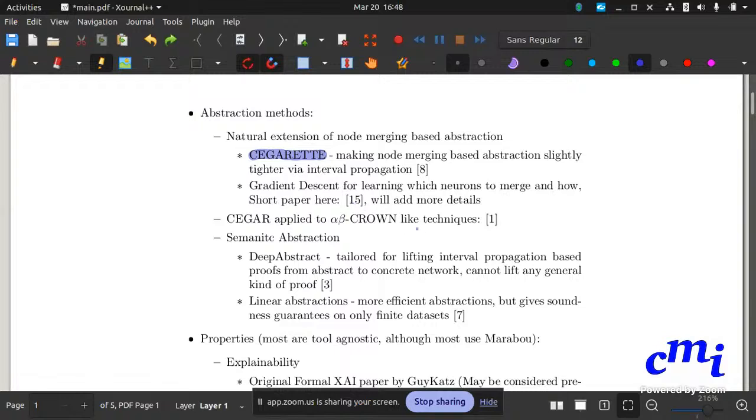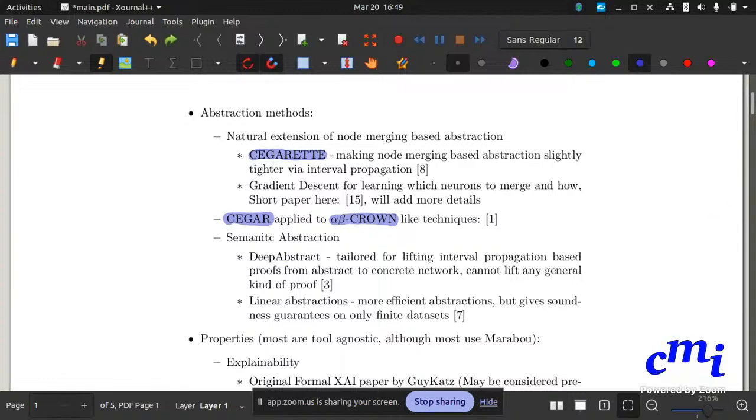Then there is another set of tools that we will cover next week, which is Alpha Beta Crown. Alpha Beta Crown is a single tool, but there's a class of tools based on similar techniques, and you can apply CGuard on those kinds of tools as well, which I guess would make more sense once we've covered those. So this is a separate line of CGuard based abstraction refinement, different from the node merging one, used in the context of a different class of tools. And I think it's more tightly integrated. For example, here Marabou is treated as a black box, whereas this technique does not treat the Alpha Beta Crown tool as a black box.